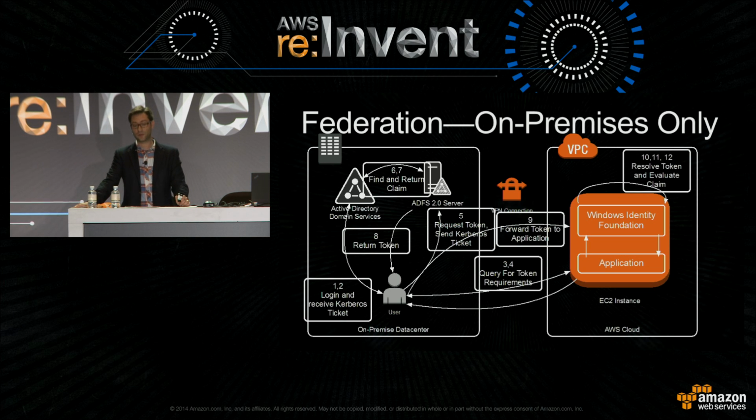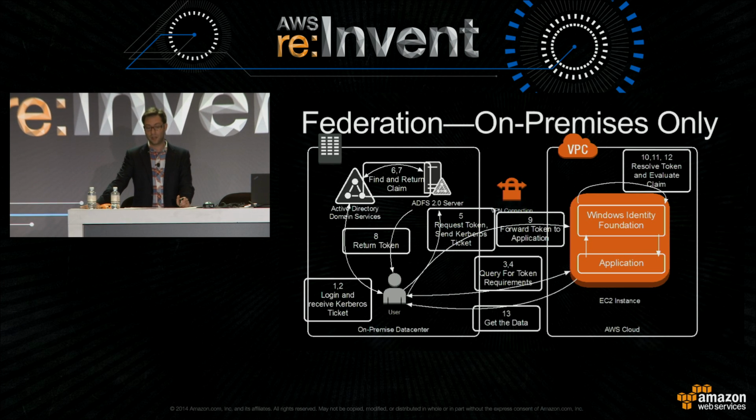Here, the WIF is going to resolve that token, and it's going to evaluate the claim based on canonicalization, based on uniqueness, timestamp, et cetera. And if it decides that this is, in fact, a valid claim, the application is going to return the data or the access to the application as it's been requested.